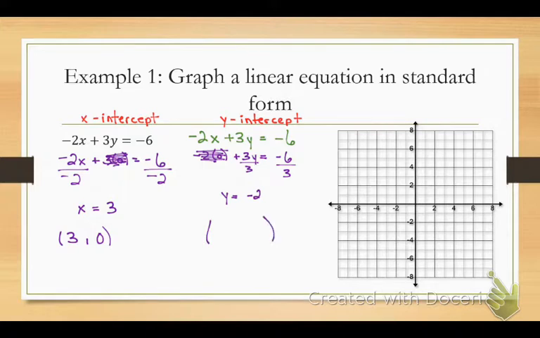So remember to plug it in the right place in your ordered pair. What did you plug in for x? 0. You plugged in 0 for x, and you got a y value of negative 2. So 0, negative 2. Y is negative 2, so that has to go in the y value in the ordered pair. So now you can come over to your graph, plot 3, 0 and 0, negative 2, and draw your line. Okay, and you're done.